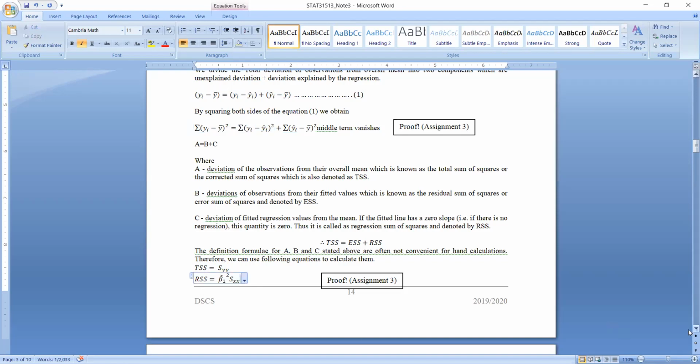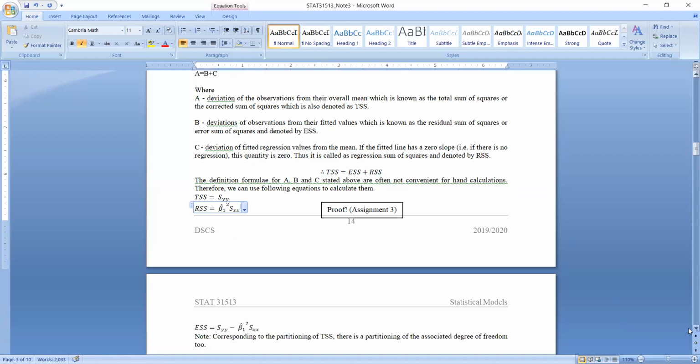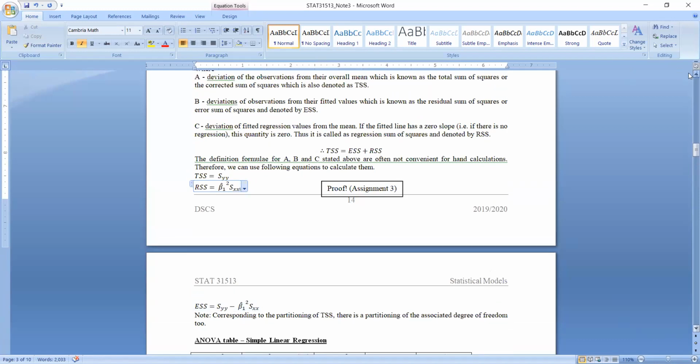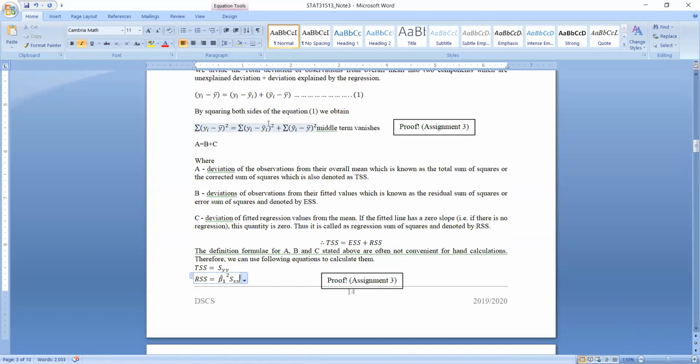What is important here is that the total sum of squares is equal to these two terms. If you know the total sum of squares and the regression sum of squares, by taking the difference you can find the value of the error sum of squares. Or else you can go to the original equation, the summation of yi minus yi hat squared, and calculate the error sum of squares as well.